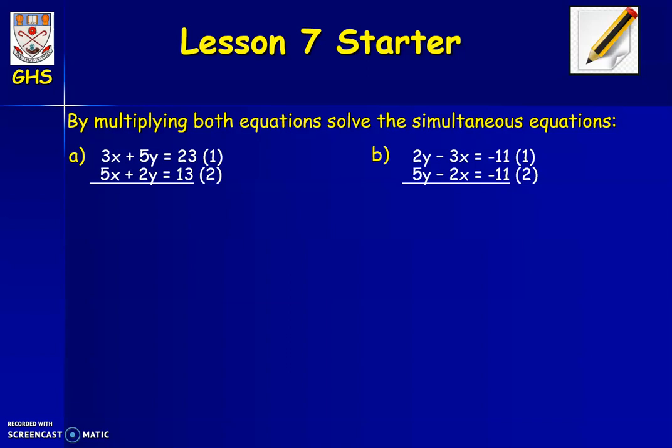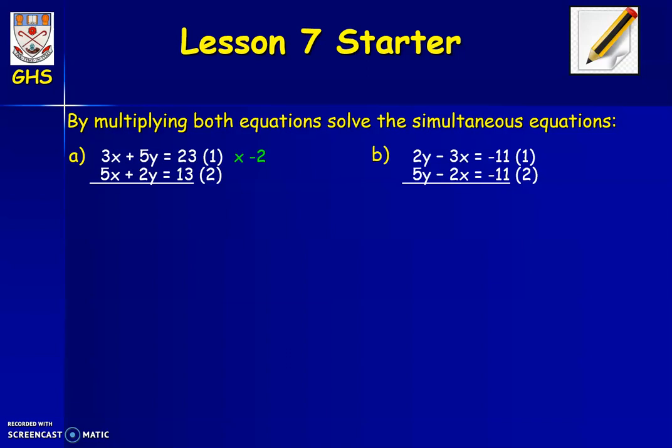Okay, let's have a look at the solutions for these questions. So for A, we have 3x plus 5y equals 23 and 5x plus 2y equals 13. So these equations are set up for the elimination method. We need to decide whether to eliminate the x terms, in which case we'd need to multiply by 5 and 3, or eliminate the y terms, in which case we'd need to multiply by 5 and 2. That's slightly easier, so we're going to use 5 and 2.